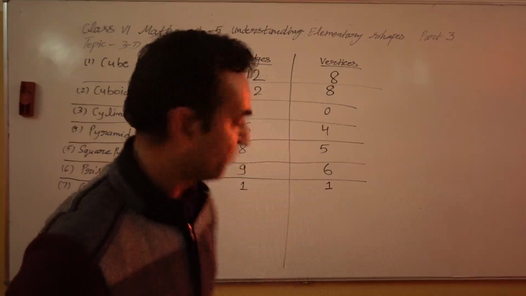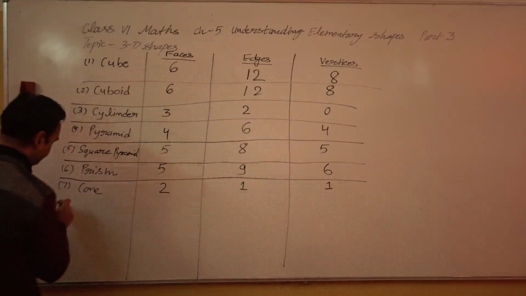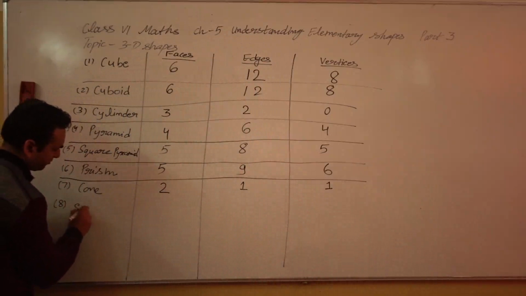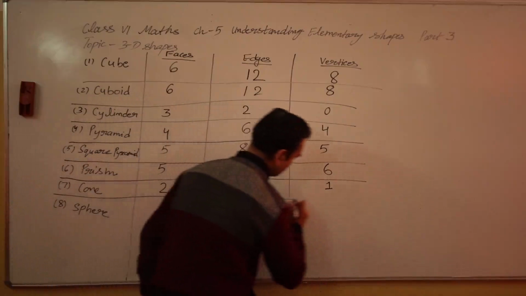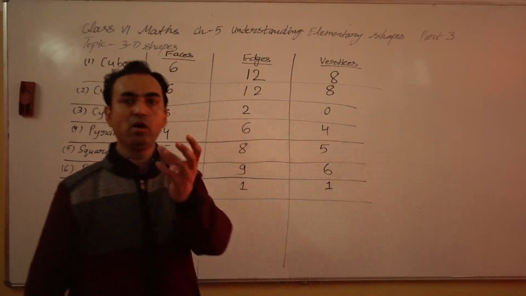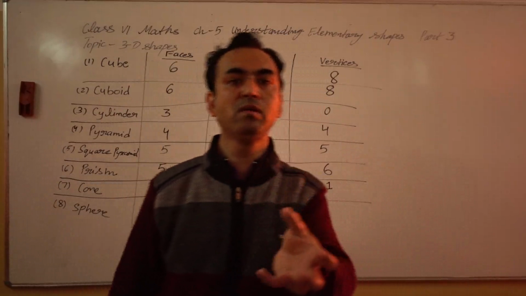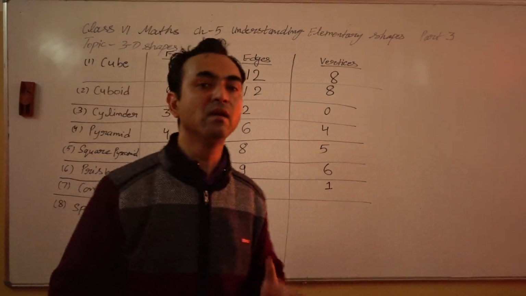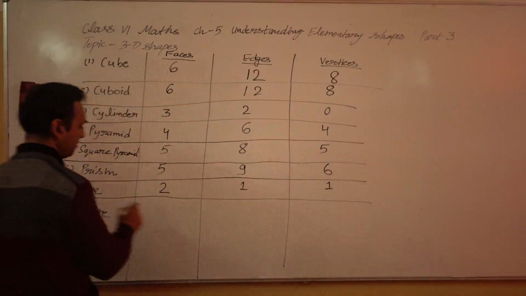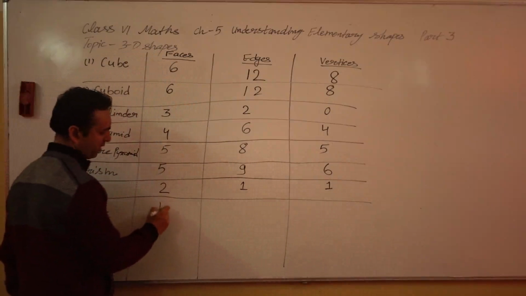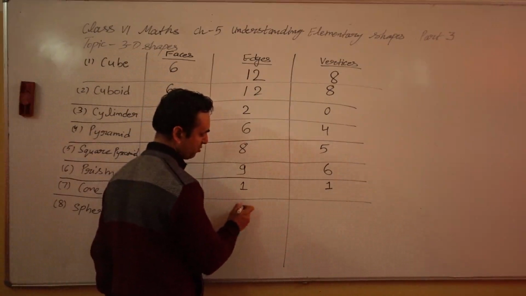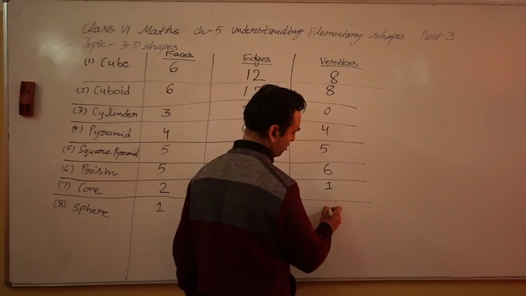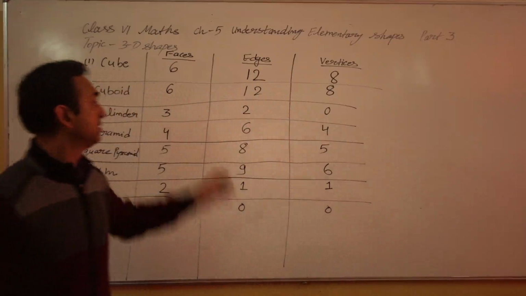Now the last shape, you know, the sphere. Your ball, your cricket ball, is a basic shape, the sphere. So how many faces? 1. Edges? No edges, 0. Any vertex? No, 0. So this topic is complete.